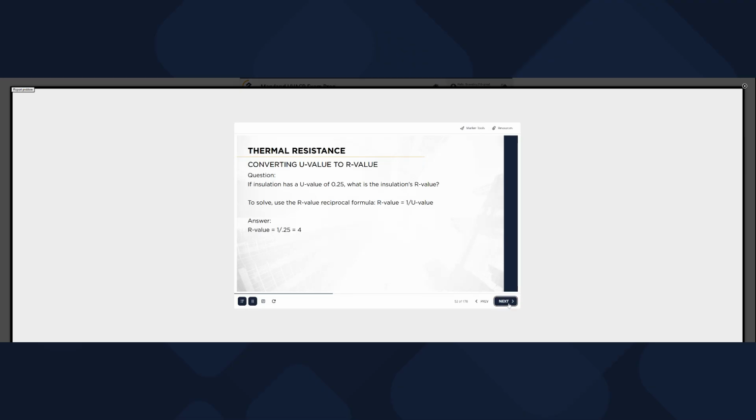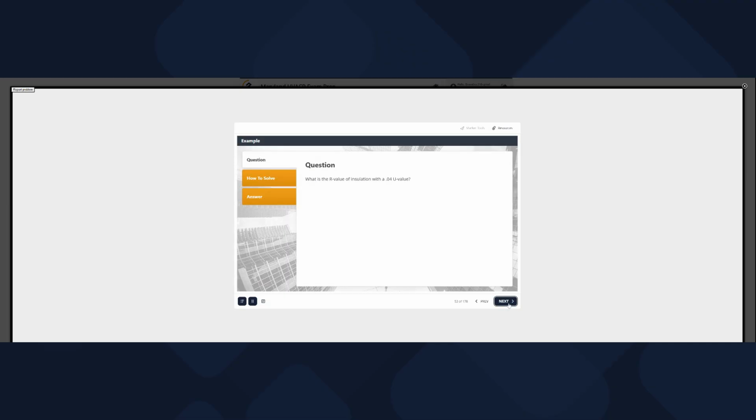Converting U value to R value. If insulation has a U value of 0.25, what is the insulation's R value? To solve, use the R value reciprocal formula. R value equals 1 divided by U value. 1 divided by 0.25 makes the R value equal 4. Let's work through another example. Click the next button or on each tab to see how to solve the correct answer.